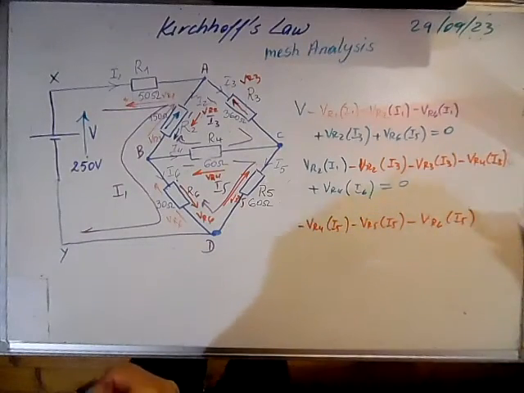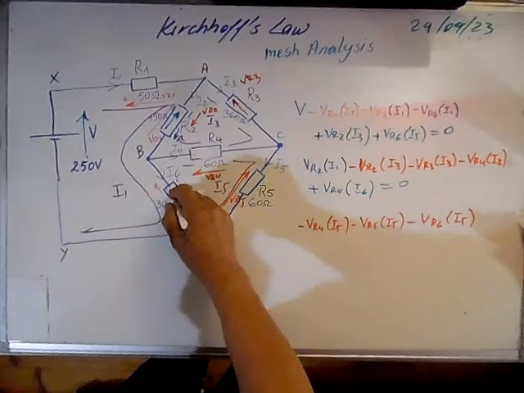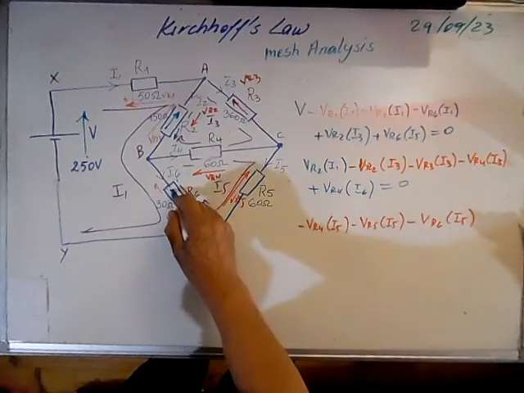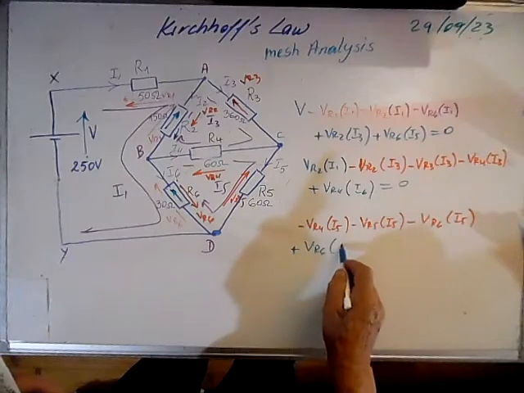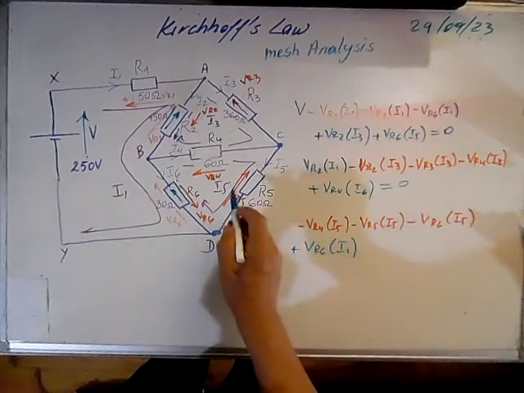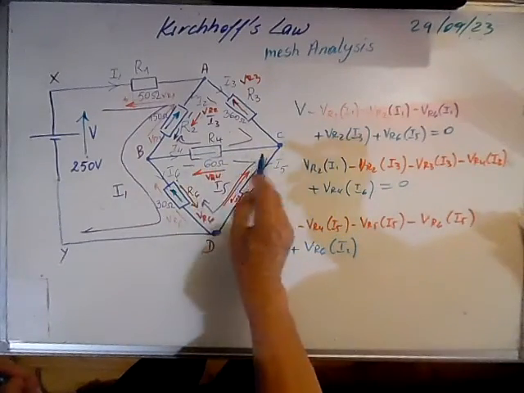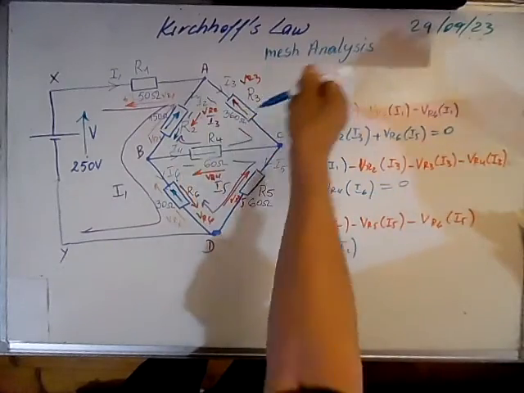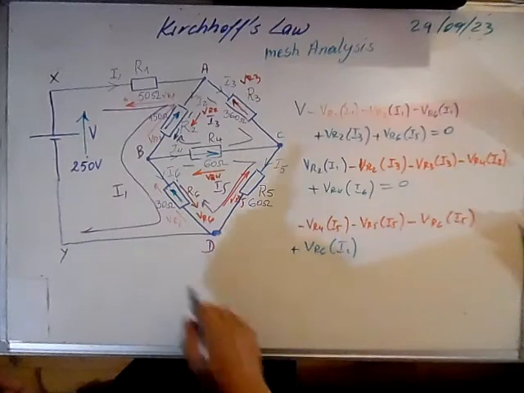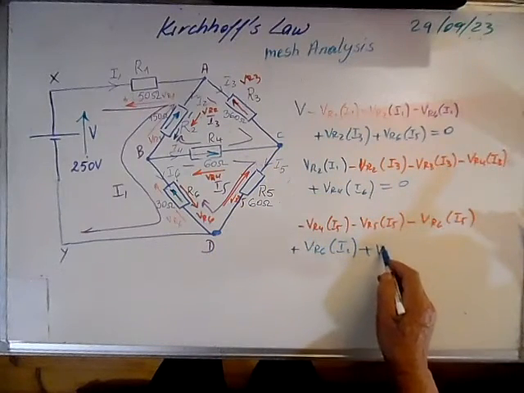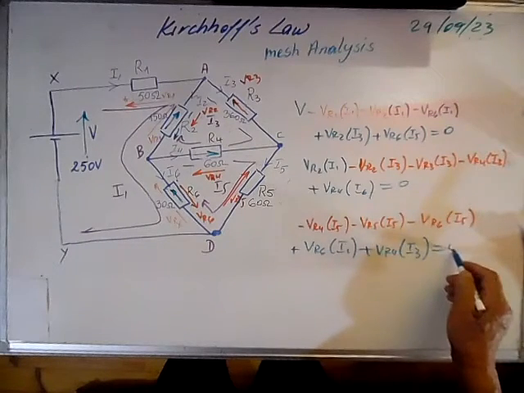Now we see the drop here due to this current is in green, so it will be positive, plus VR6 due to I1, and here the drop will be this way because the current is flowing this way. So we can write VR4 due to I3 equals 0.